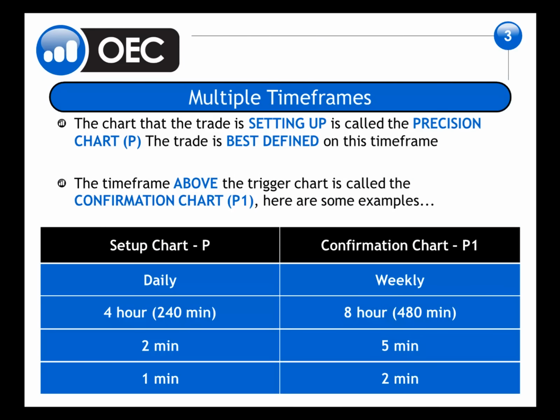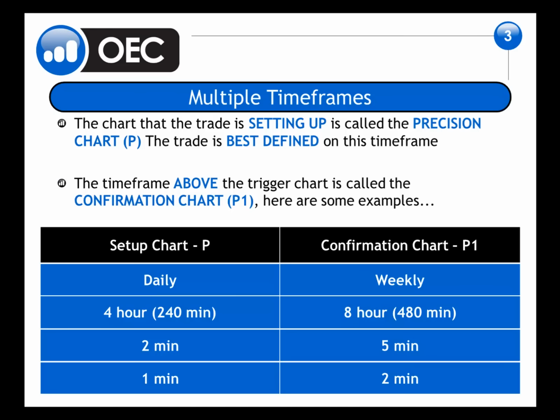So what we're looking at here in this table is the order of the time frames and where the setup is occurring. What I mean by that is if the trade is setting up on the 2-minute chart, then that is called the precision chart, or P. What that means is the trade is best defined on this time frame. The next time frame above the precision chart P is called the confirmation chart P1, or the 5-minute chart. These are just some examples of the chart pairings in this table.